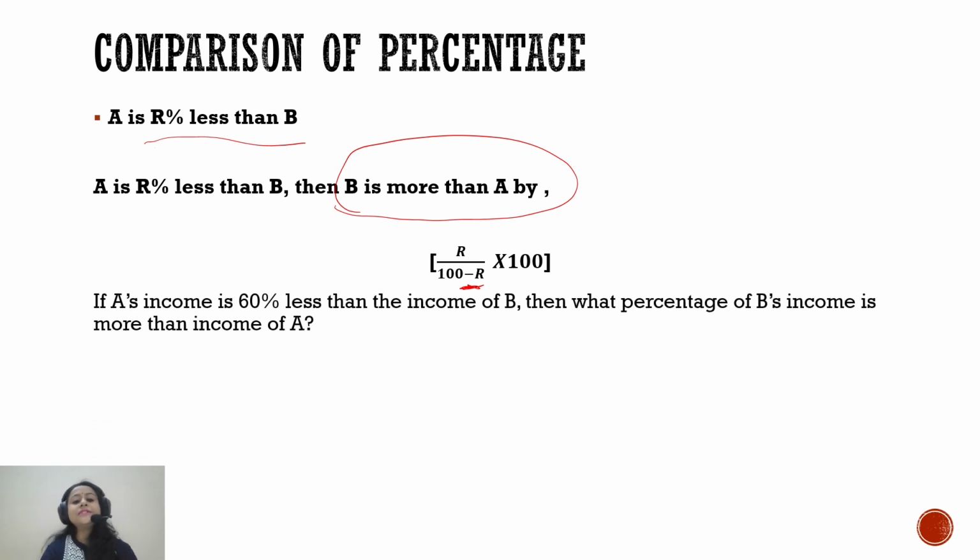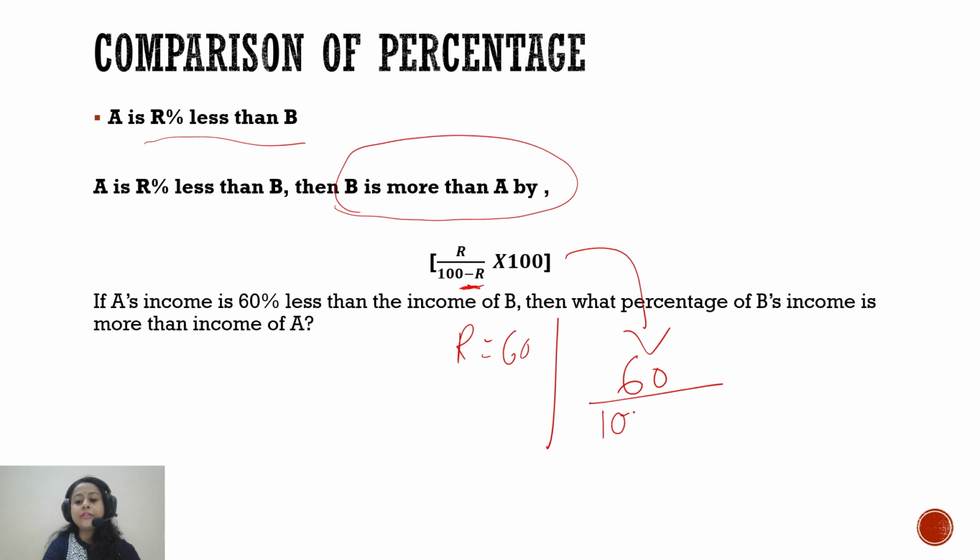So A's income is 60% less than income of B. Then what percentage of B's income is more than A? So here R is 60. And as per this formula, 60 by 100 minus 60 into 100. So 60 by 100 minus 60 is 40 into 100, right? If we divide 100 by 4, we'll get 25.